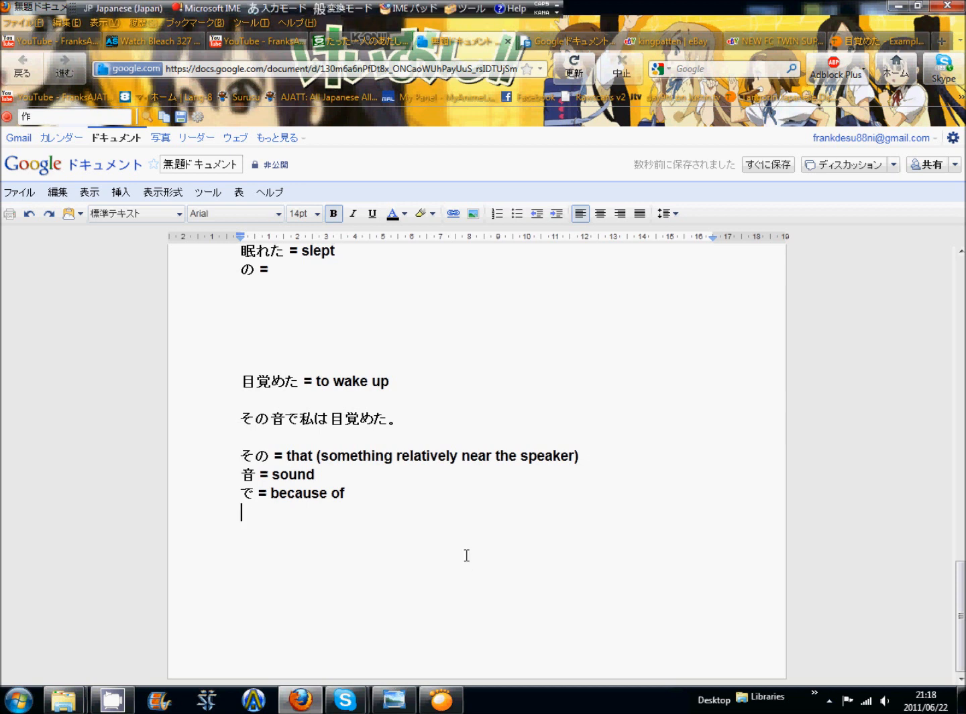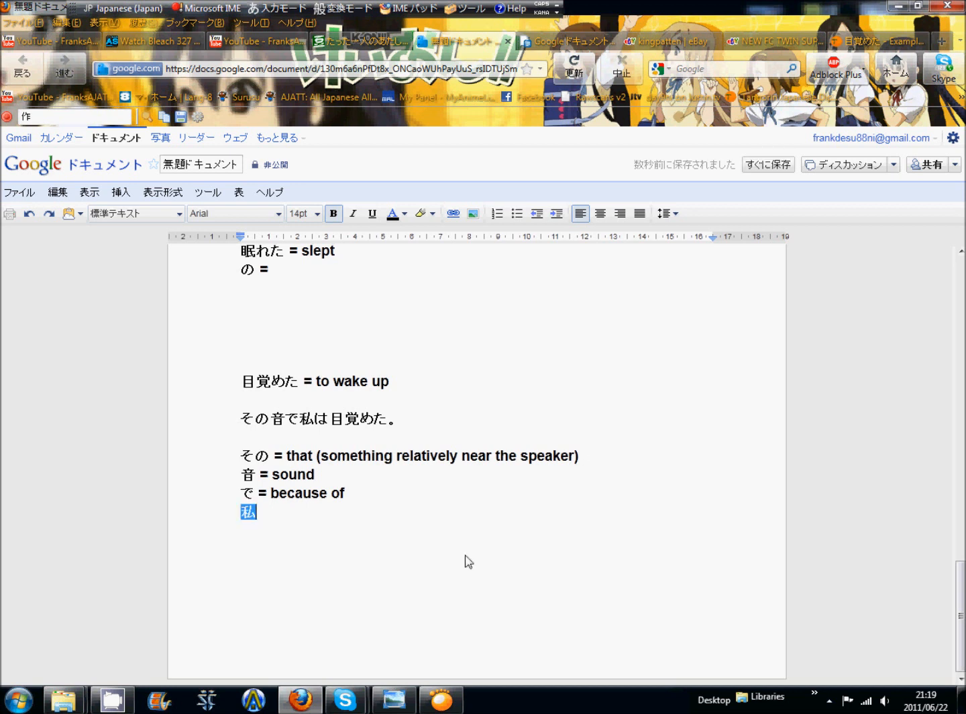But particle definitions always want to be very flexible, because there's only so much they can possibly write in a definition. But for our intents and purposes, we are going to narrow it down to something very specific. Okay. So de in this case is because of.